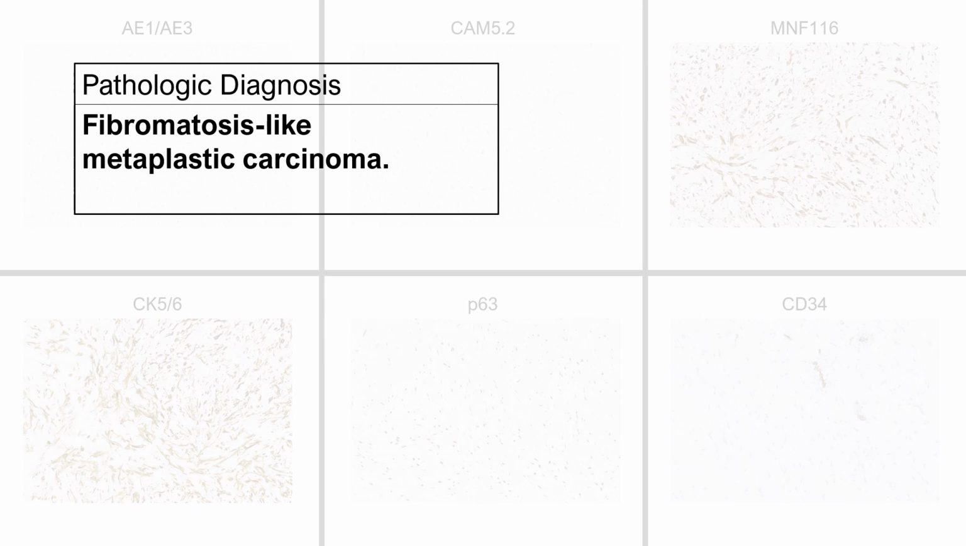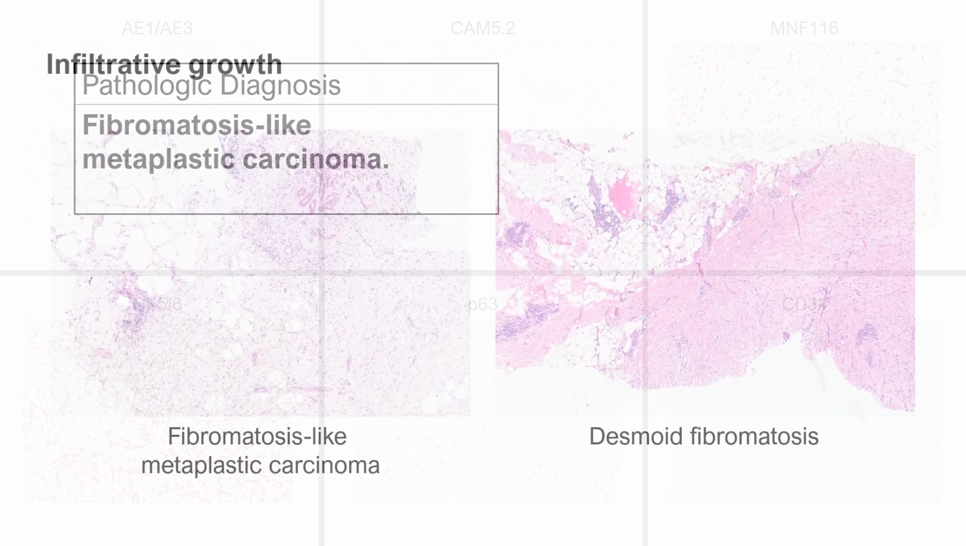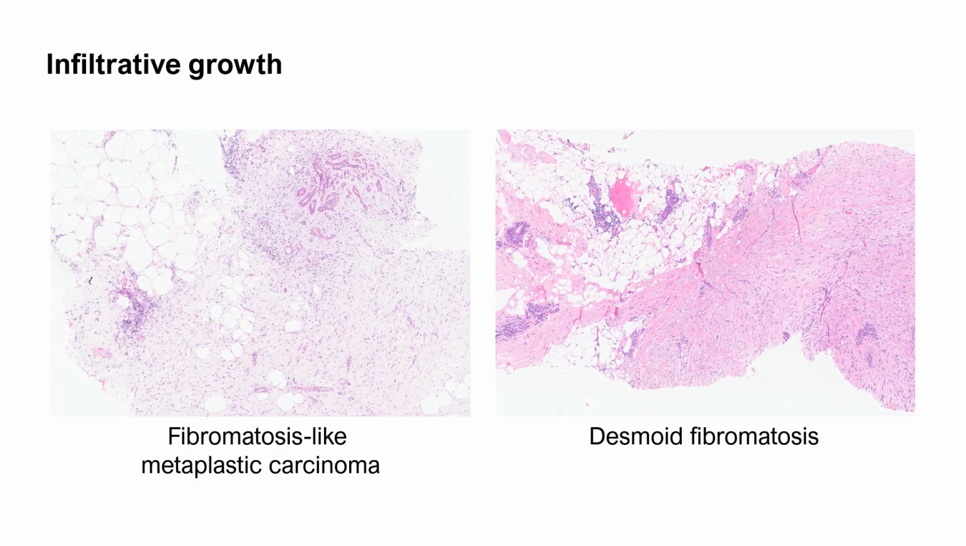I will say that this case really also emphasizes the importance of performing a panel of cytokeratins, as both AE1/AE3 and CAM5.2 were negative. That is certainly not an uncommon finding. Let's compare this lesion, though, to its namesake comparator, fibromatosis.